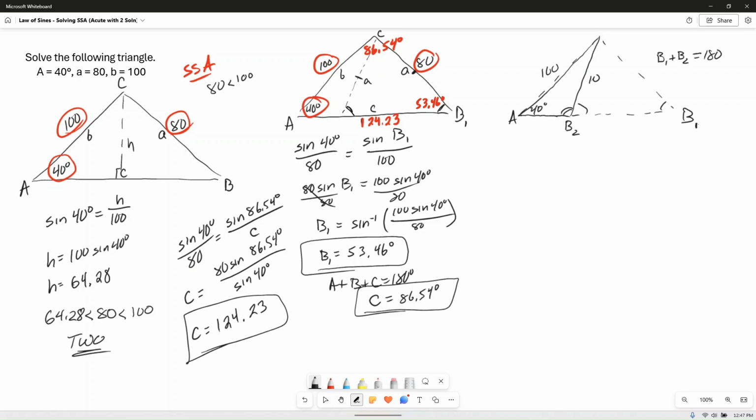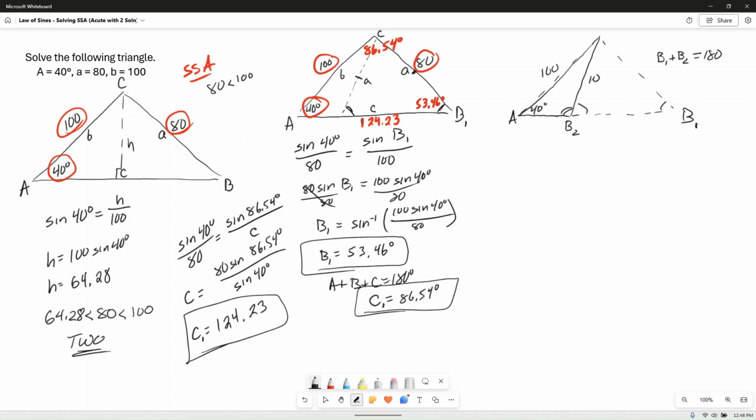Just to keep things straight between the two triangles, just like we did with angle B, we called it B1, it might be helpful to think of angle C as C1 and side C as C1, because we're going to have to deal with another angle B, another angle C, and another side C. So we'll use the second triangle, we'll refer to those as B2, C2, and C2. Okay, all right, so that's the first triangle.